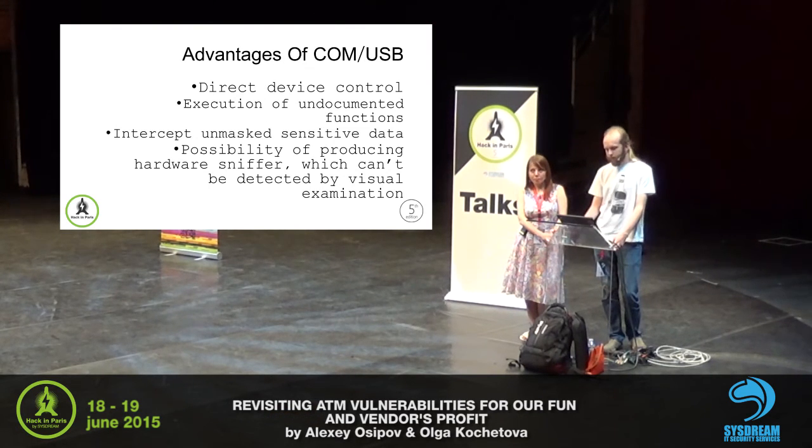What are the advantages? It's direct control over ATM devices. You don't want to mess with the antiviruses, with integrity controls, with full disk encryption. You just connect it to a Raspberry Pi and execute commands. There are different undocumented functions, for example, like in routers, different administrator protocols, different tools that allow you to extract cryptographic keys for pin pads, and so on. And it's really easy to produce a hardware sniffer that can gather all information that passes through these channels. When you come to the ATM, you won't see anything suspicious or evil.